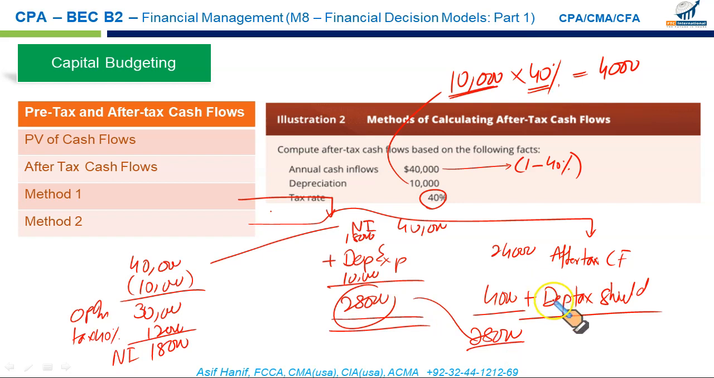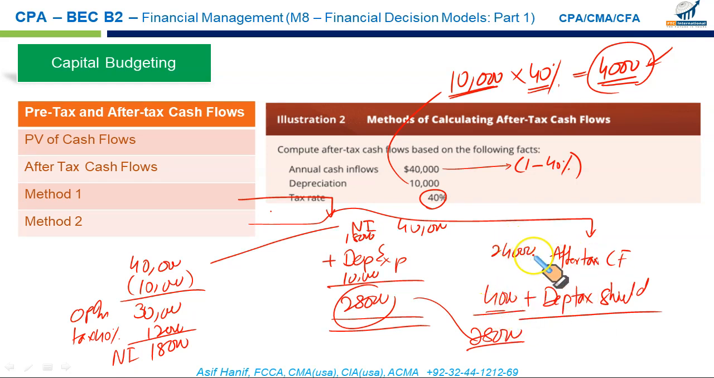Remember, what is depreciation tax shield? It is depreciation multiplied by tax rate, because this amount is saved because of the depreciation tax deductibility. Depreciation shields this much of the tax that you may have to pay, because depreciation is a tax deductible expense. It's a tax allowed expense. So depreciation shields your income from taxes by this amount.